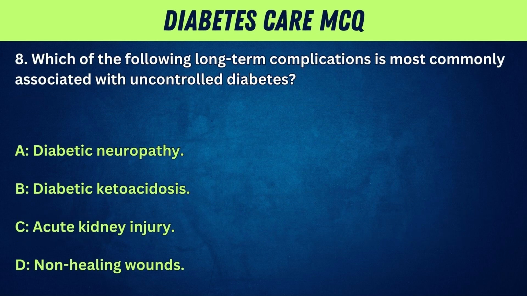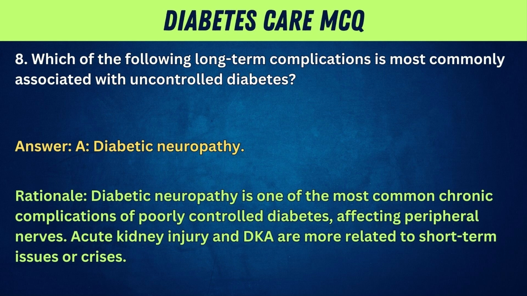8. Which of the following long-term complications is most commonly associated with uncontrolled diabetes? A. Diabetic neuropathy. B. Diabetic ketoacidosis. C. Acute kidney injury. D. Non-healing wounds. Answer: A. Diabetic neuropathy.